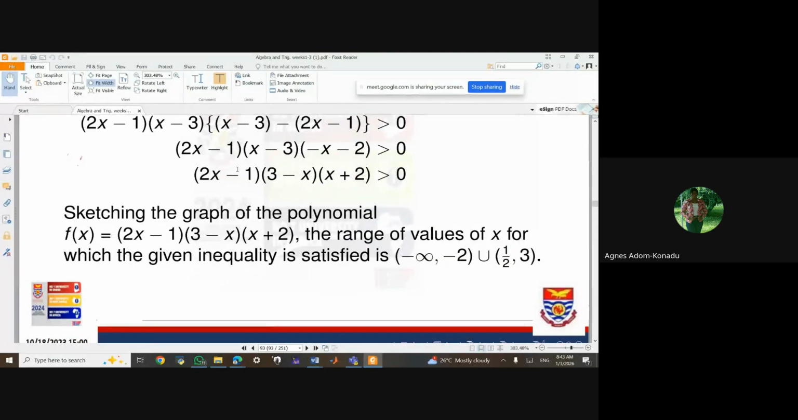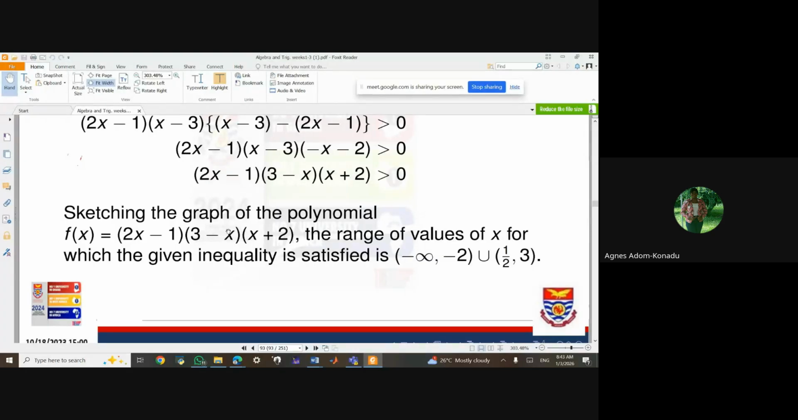This is the same as 2x minus 1. Because of the negative sign, I can let the negative multiply this. When it multiplies this, it will be positive, and when it multiplies this, it will be 3 minus x. And then this one will be x plus 2, greater than 0. When you use another method, you are going to get a cubic function, and for a cubic function you have to find your factors. So it's the same thing.